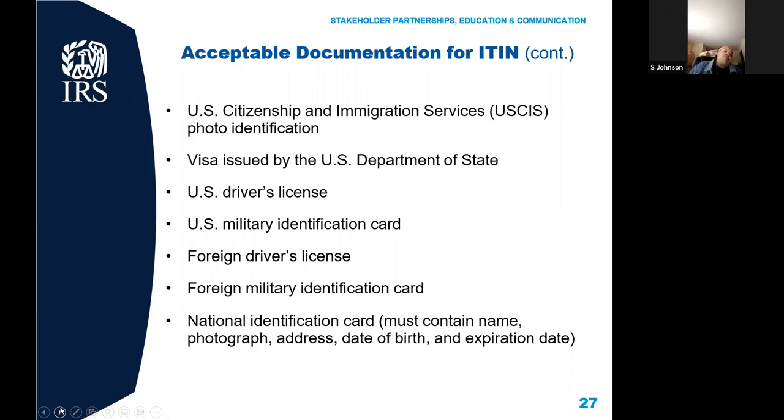Everything cannot be expired. It has to be current. Meaning that if you've got an old driver's license, we're not going to accept it. You've got an old state ID card, we're not going to accept it. It has to be unexpired.